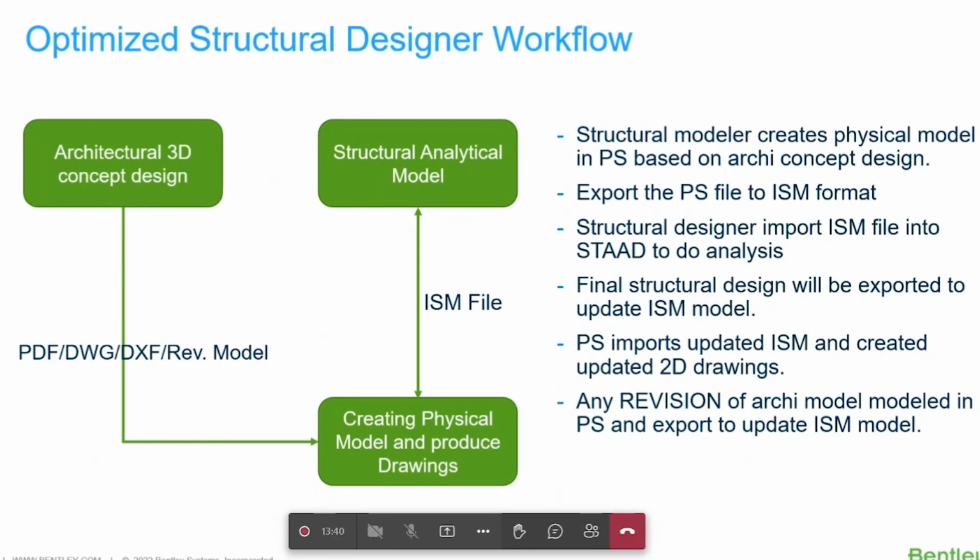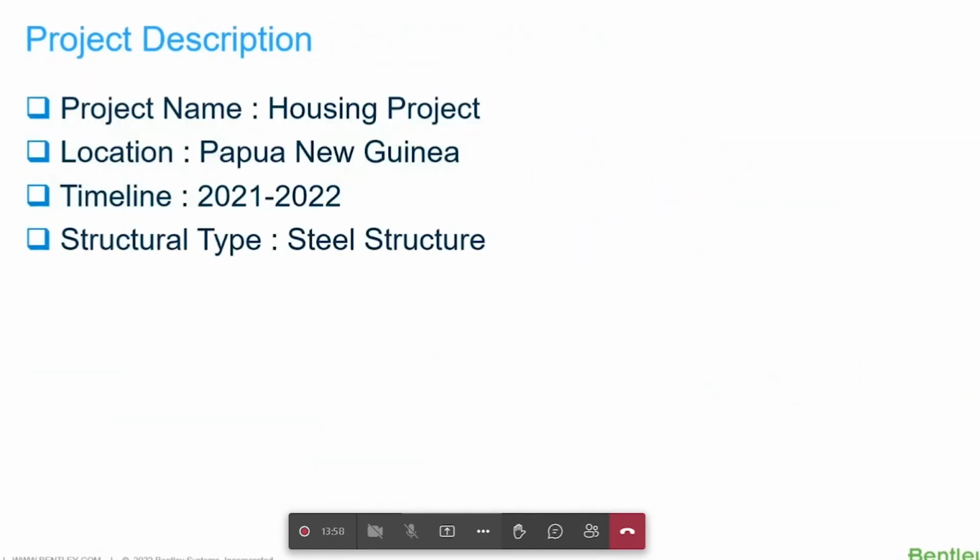So how we can utilize one file consistently: we can use it backward for the revision by the architect, and then we can use it forward to do the analysis in STAAD.Pro, and then also provide the 2D drawing deliverables using ProStructure. So to discuss it, we are using a sample project.